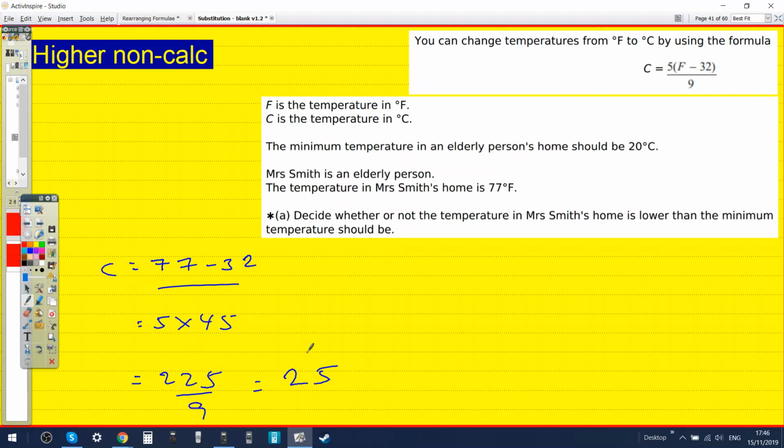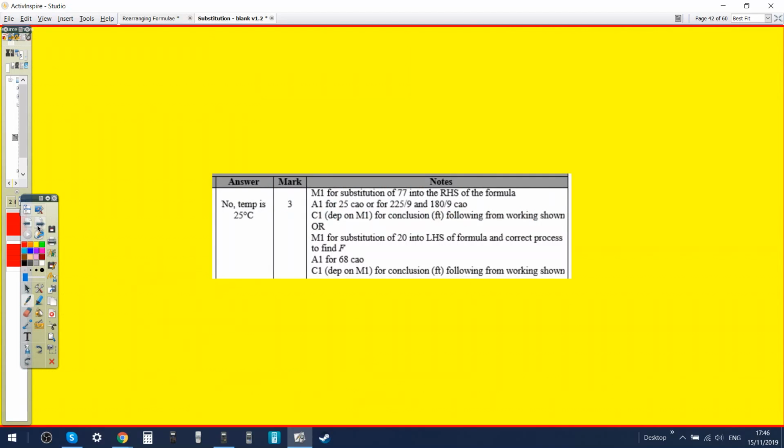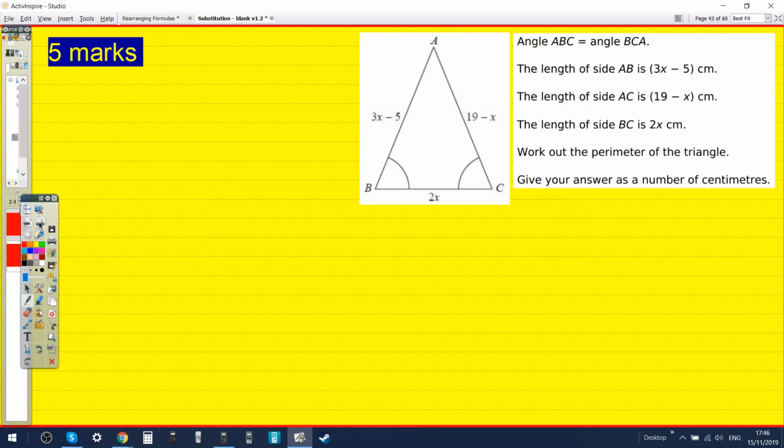Okay, but what was this? Is lower than the minimum temperature. No. 27 degrees. So no. Yes, so it'd have to be 19 or less. Temperature 25 degrees. Yes, how about this?